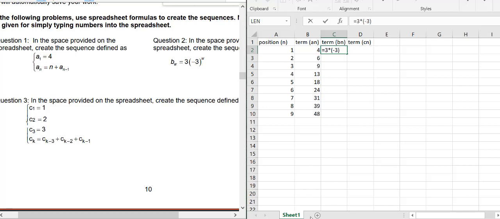How do I do exponent? Caret. And who's my exponent going to be? The n, right? Which is w in this case, but the position. Is that right? If it depends only on the position, it's explicit. Enter. Drag that down. There we go.